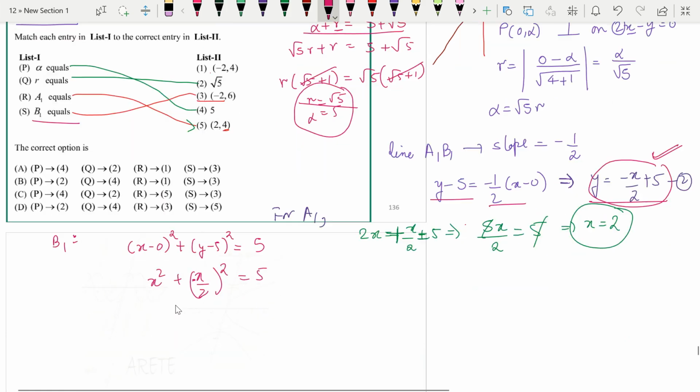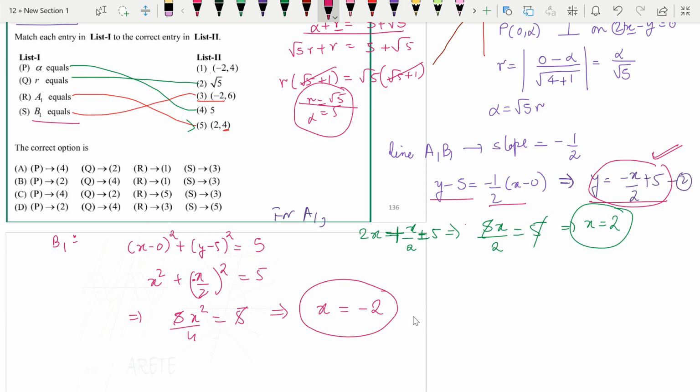So what do you get? Tell me. x squared plus x squared by 4, that is 5x squared by 4, is equal to 5, right? So the 5 gets cancelled. Your x can be plus or minus 2. You are in the second quadrant, so x should be minus 2. Okay, and what should y be? You just plug it into this line. 5 plus 1 is 6. So the coordinate of the B1 point you got to be minus 2 comma 6.